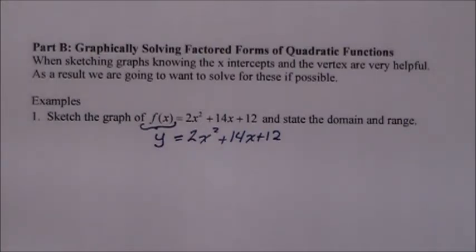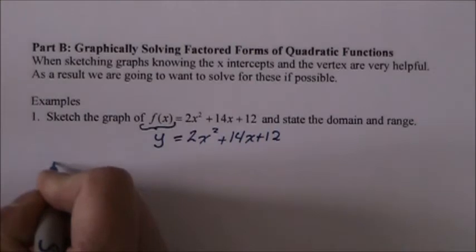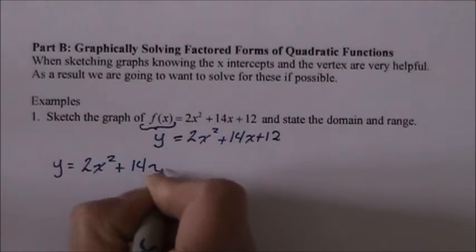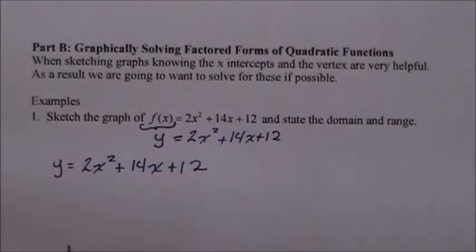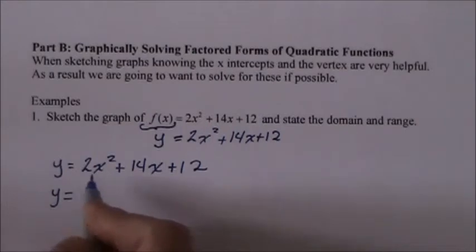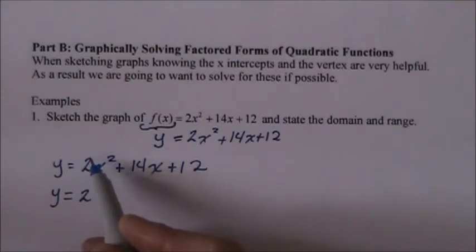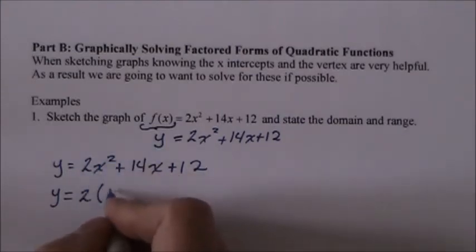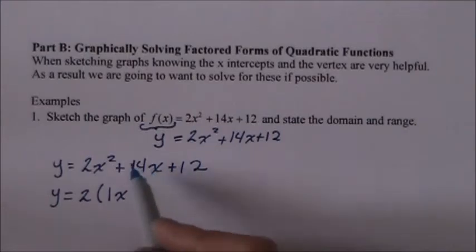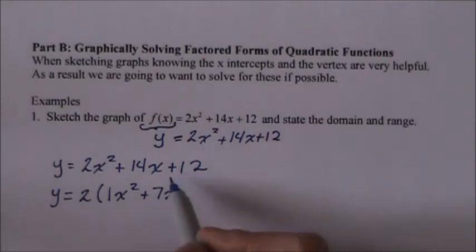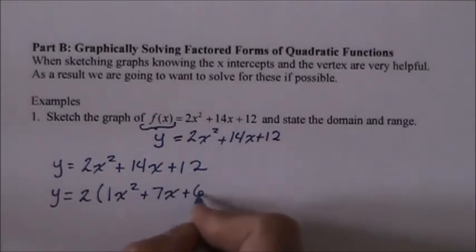So the first thing we're going to do is look for those x-intercepts. Those x-intercepts occur from our factored form. So taking our equation, first thing we're going to do is look for a greatest common factor, and we can divide everybody by 2. So putting the 2 out front, 2x squared divided by 2 is 1x squared. 14 divided by 2 is 7, and we still have our x. 12 divided by 2 is 6.